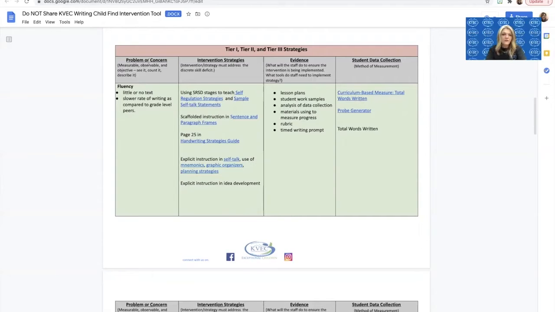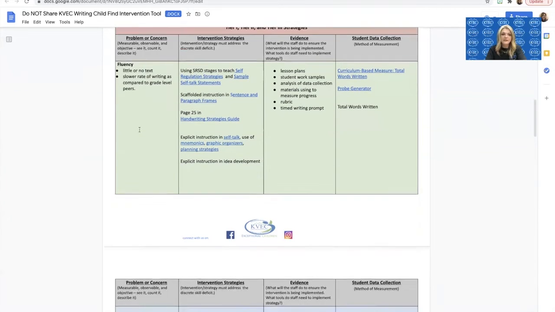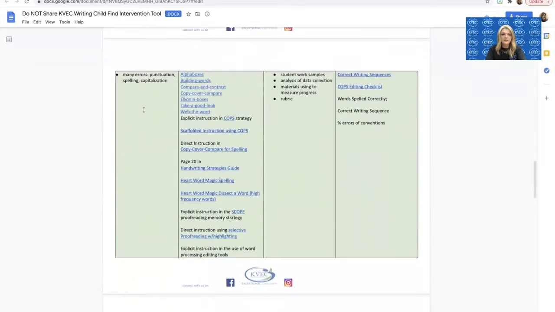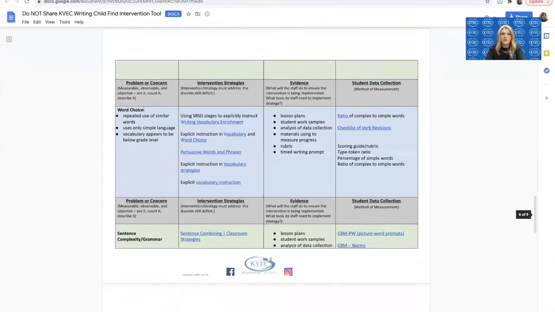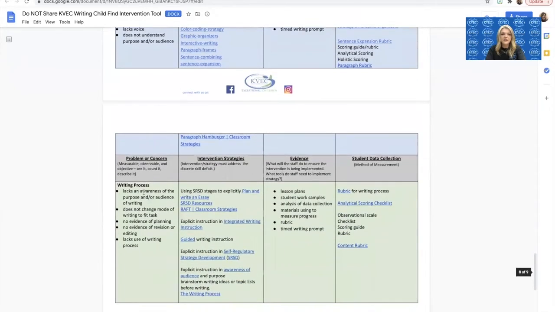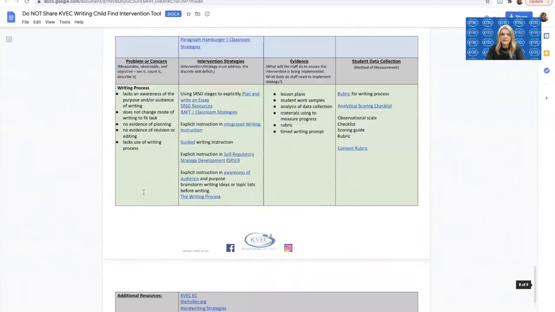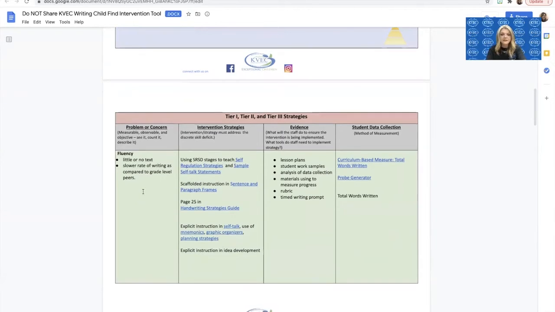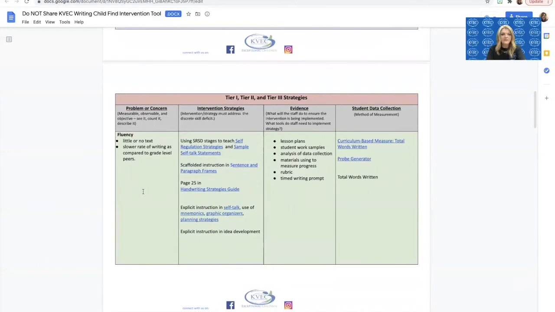So if we look at our first column that we have labeled problem or concern, we have broken it down into fluency, legibility, conventions, word choice, content structure, and the writing process. Then, under each component, we have added some examples of problem indicators to assist in identifying the area of deficit.